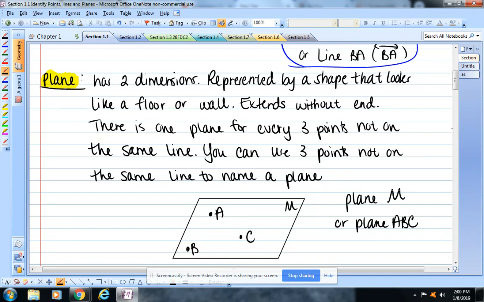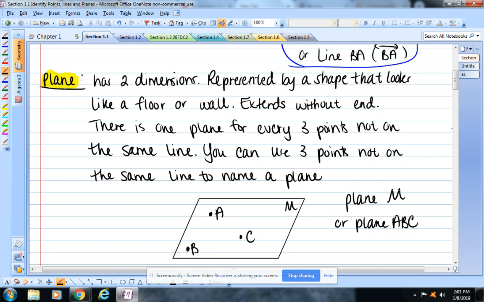There is one plane for every 3 points not on the same line. So if you have any 3 points that don't all fall on the same line, then you have a plane. Okay, 3 points that don't all lie on the same line make up a plane. And you can name any 3 points to name a plane. So it looks like a parallelogram right here is a plane. It's got 2 different names you could go by. Well, actually more than 2.